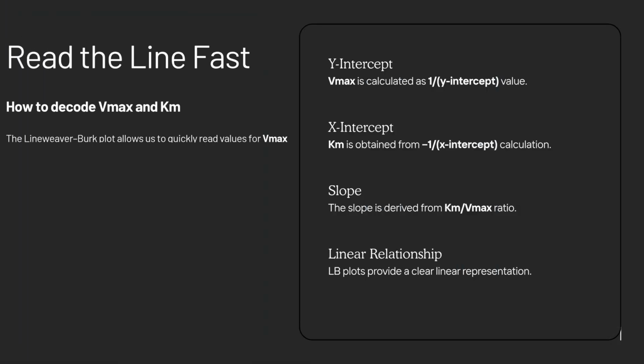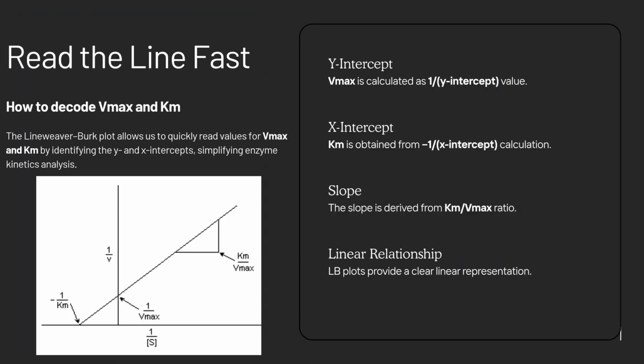Reading this line is quick. The y-intercept equals 1/Vmax, so flip it to get Vmax. The x-intercept equals -1/Km, so make it positive and flip to get Km. The slope is Km/Vmax. With one straight line, we can read both constants.